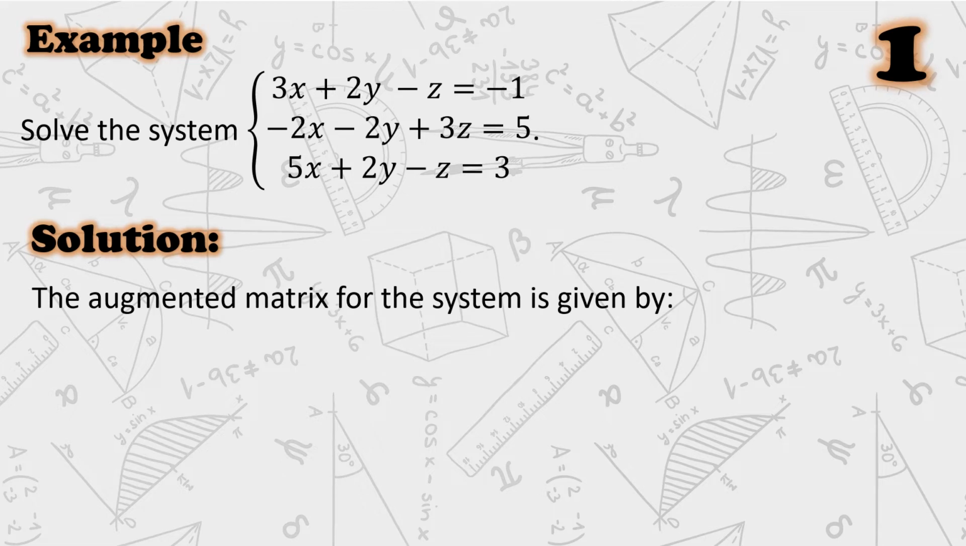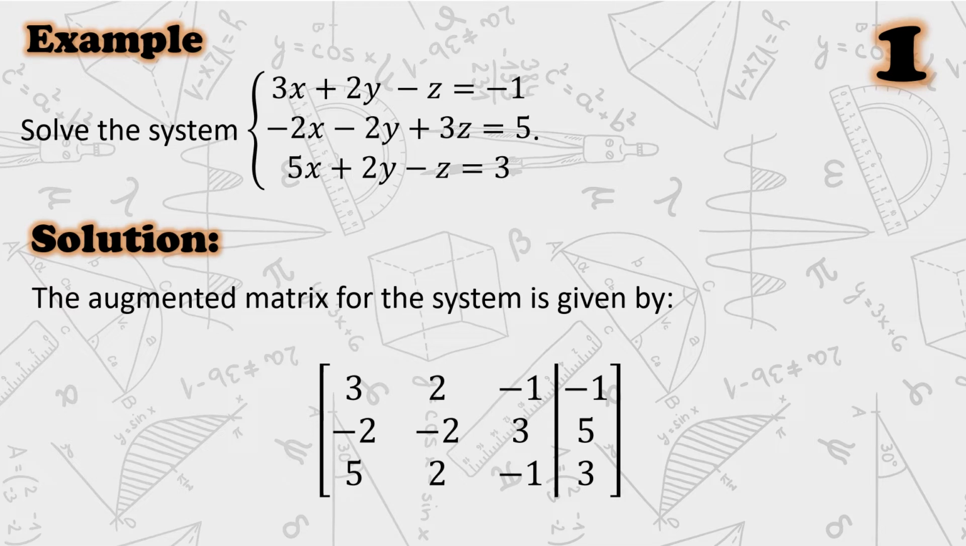First, let us write the augmented matrix for the system, and it is given by 3, negative 2, 5 on the first column. These are the coefficients of x. 2, negative 2, 2. These are the coefficients of y in the system.